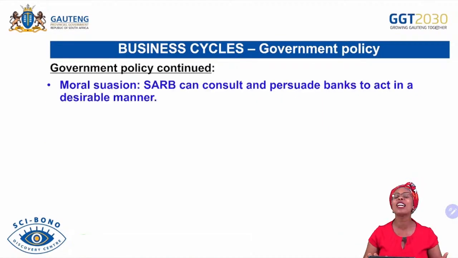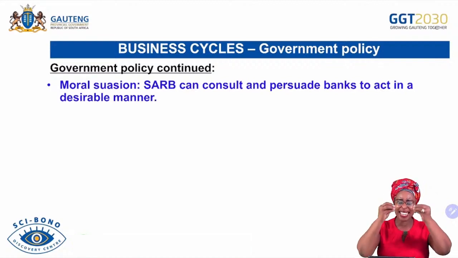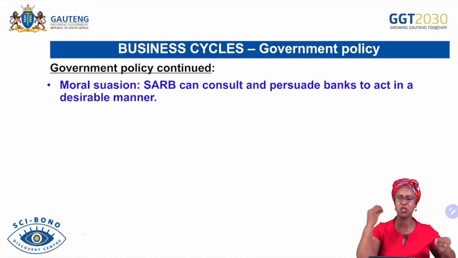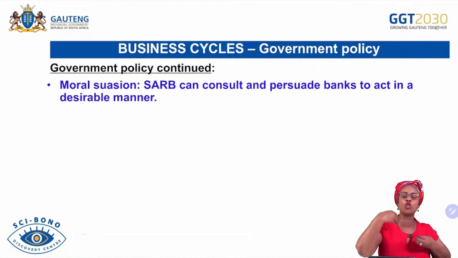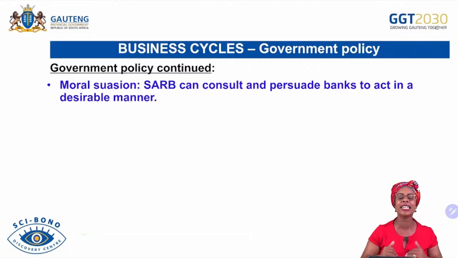We also have moral suasion. Moral suasion comes from moral persuasion. The Reserve Bank can persuade banks during the peak or during the prosperity phase, when there is too much spending, when businesses and consumers are borrowing a lot of money, the Reserve Bank can warn the banks not to grant too much credit during that particular phase. But during the downswing phase, in order to revive the economy, the Reserve Bank can encourage the commercial banks to grant a lot of cash in the form of loans to their clients.